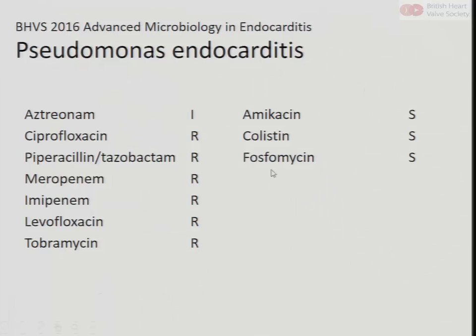I don't know how many people in the room have ever used colistin to treat a patient with endocarditis, or fosfomycin. They're not things that we're currently using.